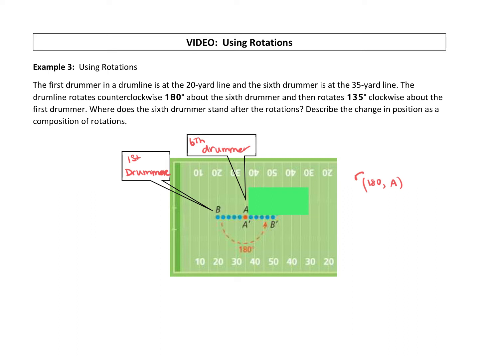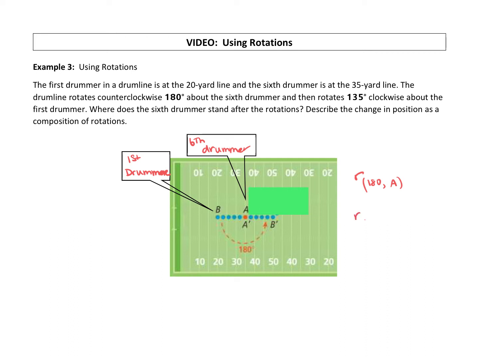So now, after we rotated 180 degrees about the sixth drummer, now we're going to rotate 135 degrees clockwise. So normally our rotations are counterclockwise. That's the most common. Clockwise means we're going to go in this direction, the direction that a clock goes. We're going to rotate 135 degrees clockwise about the first drummer. So where is the first drummer right now? First drummer started here. Now our first drummer is over here at position B prime.